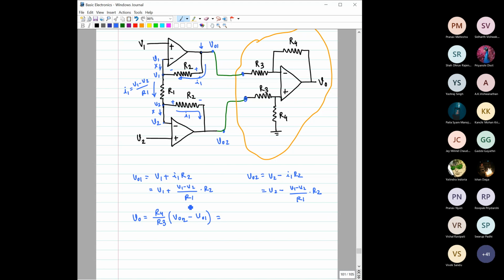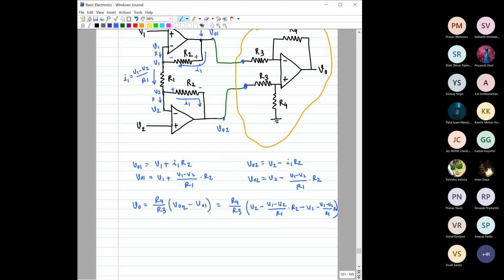Now we have to just substitute the expressions that we got earlier. So it is R4 by R3 into, for V output 2, V2 minus V1 minus V2 by R1 into R2. Now minus, for V output 1, V1 plus V1 minus V2 by R1 into R2. Like this we have to do.